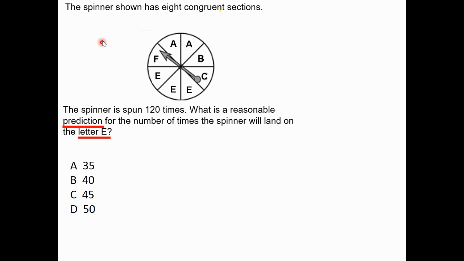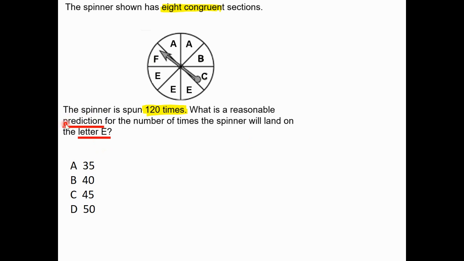So, we're going to start this off like we did with simple probability. It says that our spinner has 8 congruent sections. The spinner will be spun 120 times. What is a reasonable prediction for the number of times the spinner will land on the letter E?